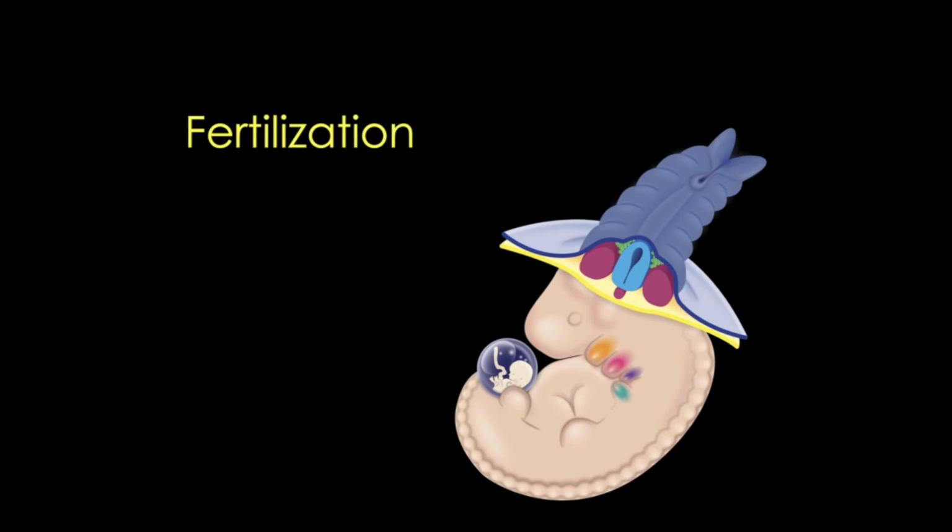Hi everyone. Today we're going to cover some of the events that occurred during the first 2 weeks of development. I discussed gametogenesis in a previous video, and I'll review the important steps in fertilization here and show some examples of what happens when fertilization doesn't occur normally.